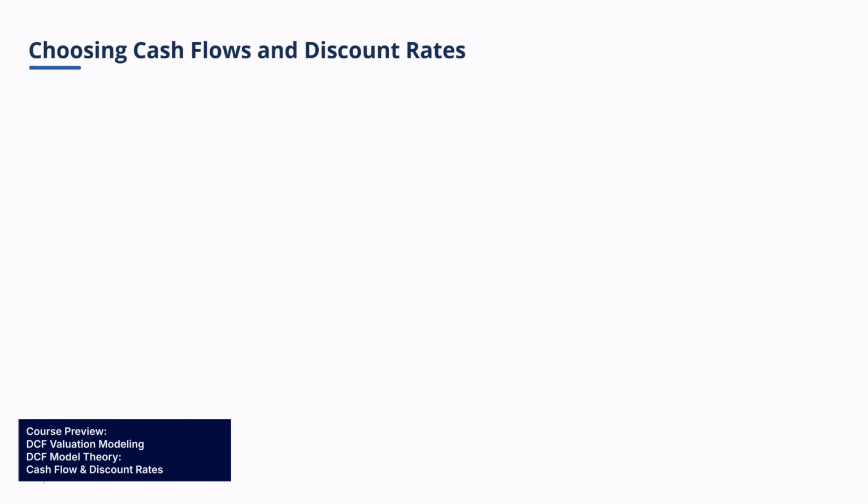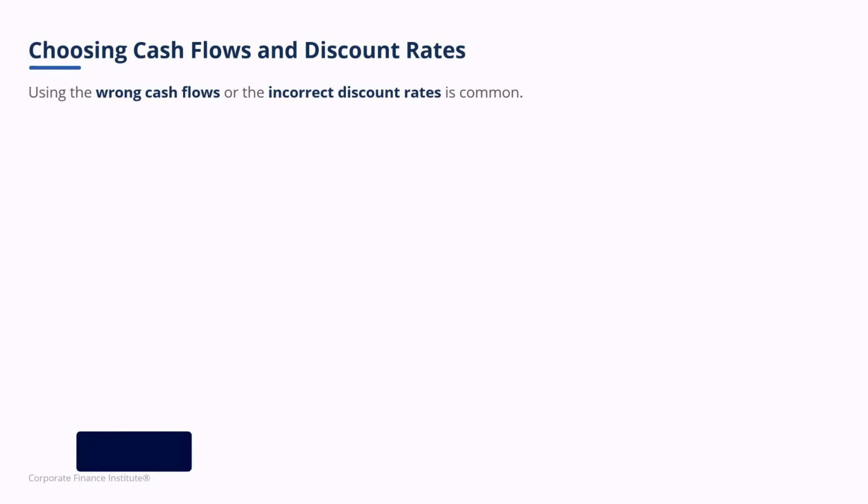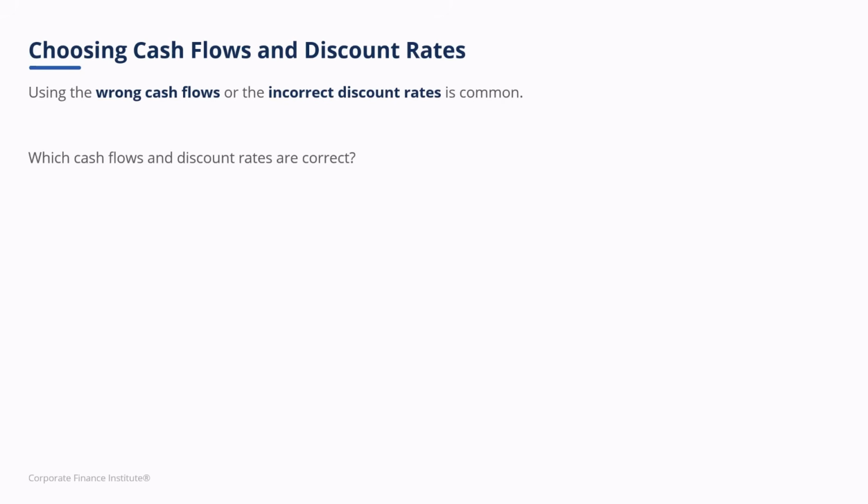As we alluded to in the last video, choosing the right cash flows and the correct discount rates can be tricky. In fact, in DCF models, that is a very common place for people to make errors. Essentially, they get the wrong cash flows or the incorrect discount rates. Essentially, the question becomes which cash flows and which discount rates are in fact correct. If we bring in this diagram, we can see that we have the cash flows on the top, and we're wondering about which discount rate to use to bring them backwards in time at the bottom.